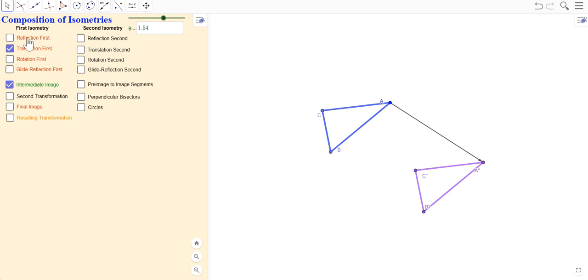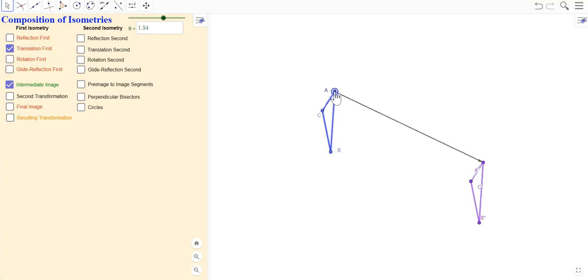In the last video, we did all the combinations where we chose a reflection first and then went through the different cases and subcases. In this video, we're going to talk about what happens if we do a translation first. So our first image, or our intermediate image, is when we do a translation, and we take this and slide it by some vector.